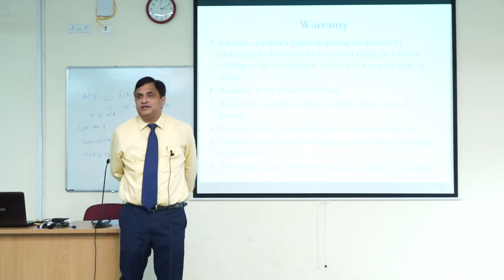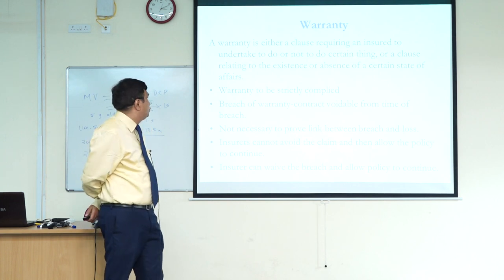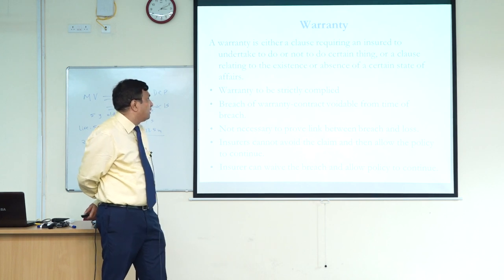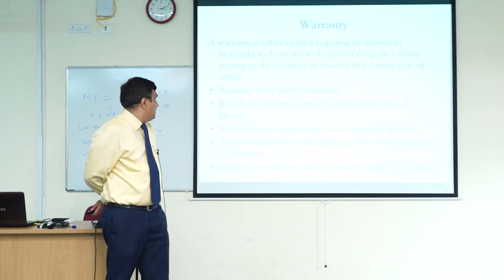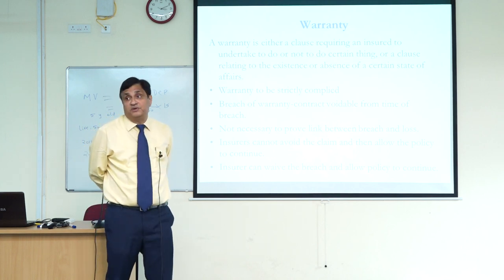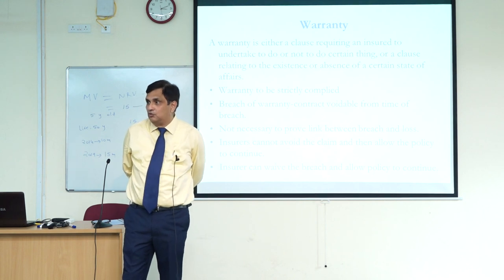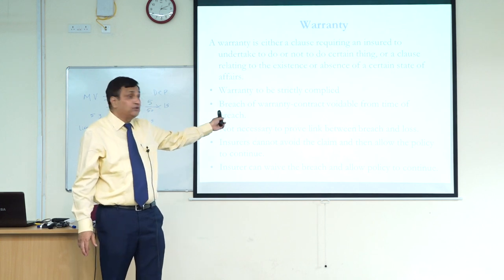And then what is a warranty? A warranty is either a clause requiring an insured to undertake to do or not to do a certain thing, or a clause related to the existence or absence of a certain state of affairs. I already gave you examples of a warranty. A warranty is to be strictly complied with. On breach of warranty, the contract is voidable from the time of breach. The moment the breach has occurred, the contract can be voided. Who can void it? The innocent party. Who is the innocent party? The insurance company. Who is the party who has made the mistake? The insured.